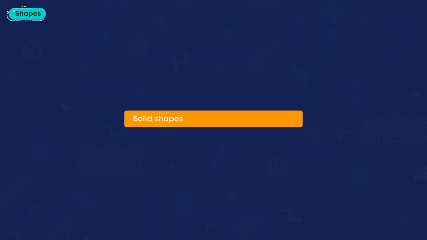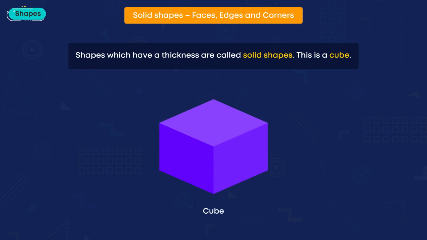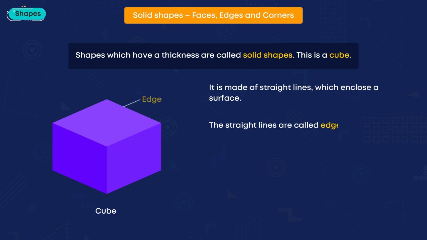Solid shapes, faces, edges and corners. Shapes which have a thickness are called solid shapes. This is a cube. It is made of straight lines which enclose a surface. The straight lines are called edges.